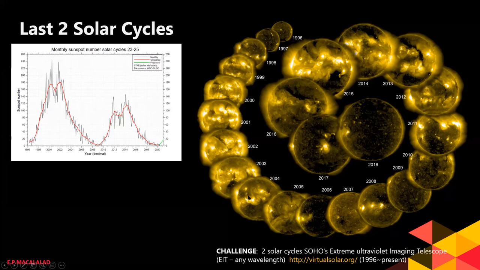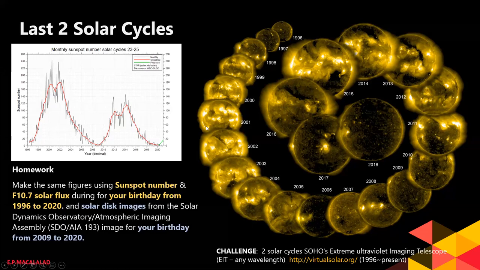In connection to this, this will be your first homework for today. Make the same figure using sunspot number. You're going to use the same plot, and make this figure of sunspot number as a function of year, and the F10.7 solar flux, which we're going to talk about later, during your birthday, from 1996 to 2020, to this year. The partner of your birthday this year until 29.